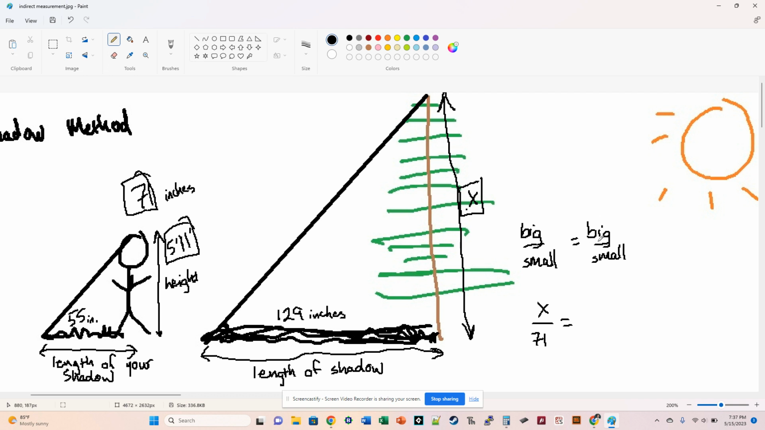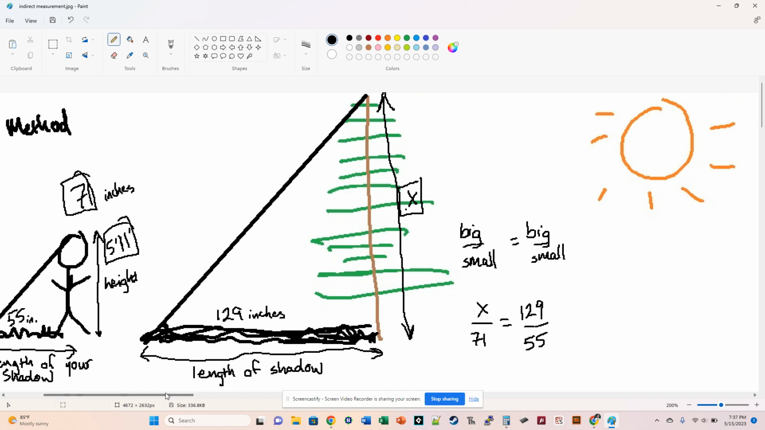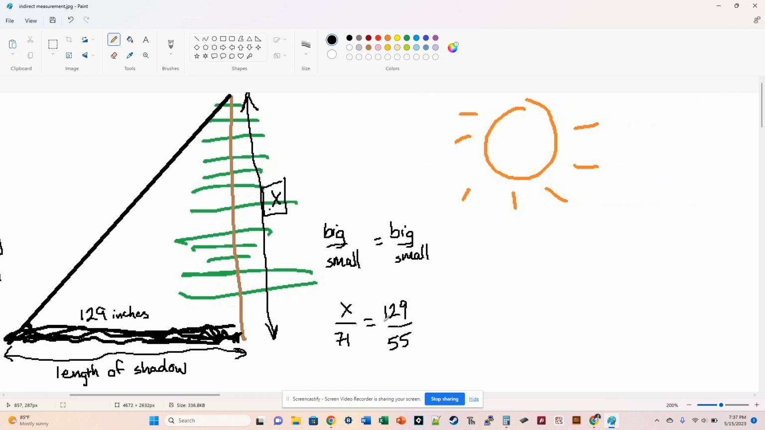Next, I need a big over small ratio of another part. So I'm going to use the base of the triangle, which is, in this case, the shadow. 129 is the numerator, and the denominator, the corresponding part, is 55. Great. We've set up our ratios. We're ready to calculate the height of this tree.